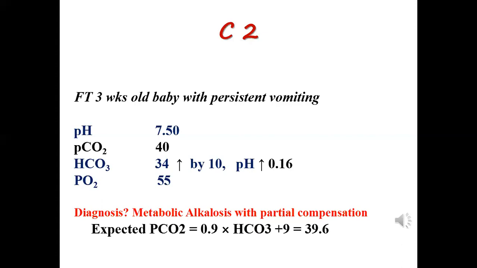So again, the body is trying to bring it back to normal. So it is metabolic alkalosis with partial compensation. Again, if you calculate it with the help of the formula, the expected PCO2 in case of metabolic alkalosis is 0.9 times bicarbonate plus 9. It comes out to be 39.6 and you have exactly that value. So it is a metabolic alkalosis with partial compensation with normoxemia.